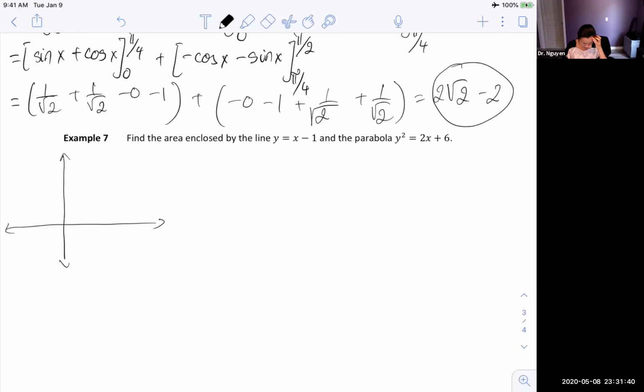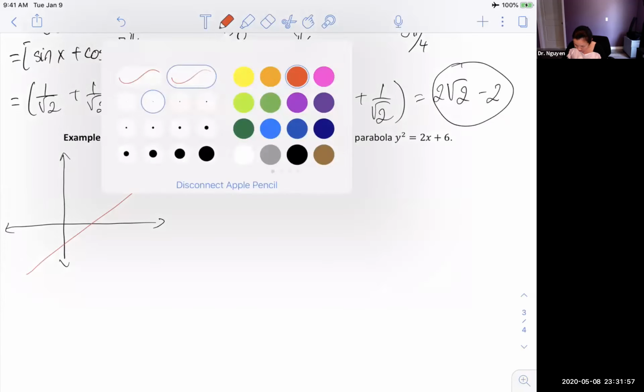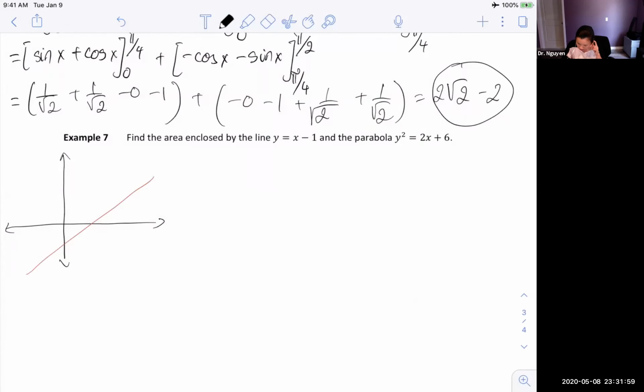So what I have is y equals x minus 1, it's going to be like this. Right? And then the other one is the parabola. So something like this, sideways.